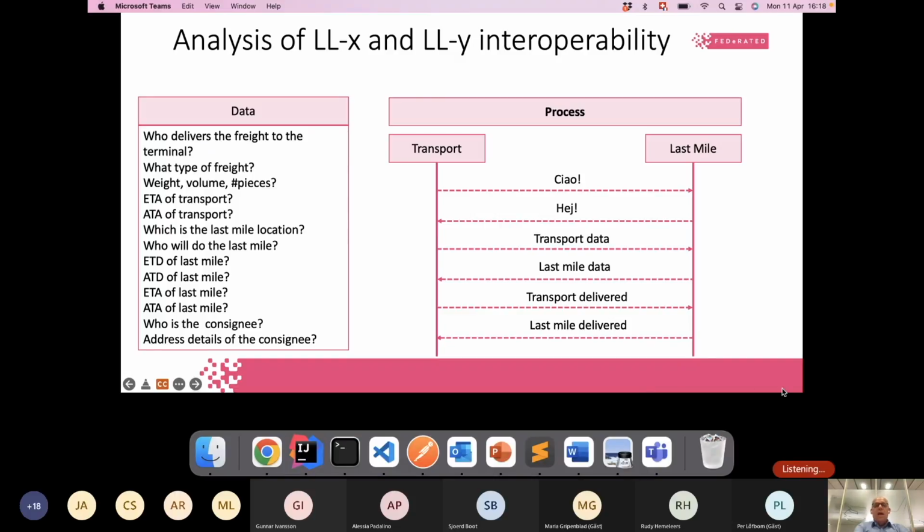Okay, so we have two labs, living lab X and Y, and we're going to see what it is they can do together. So this is the example of this company that moved freight from Venice to Rome, and another one that understands last mile delivery.